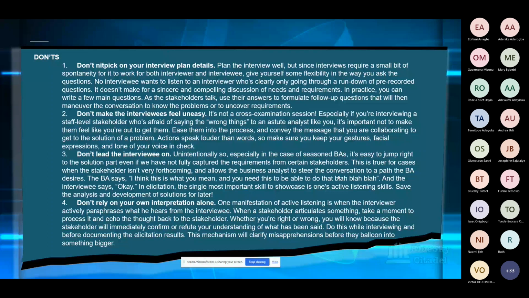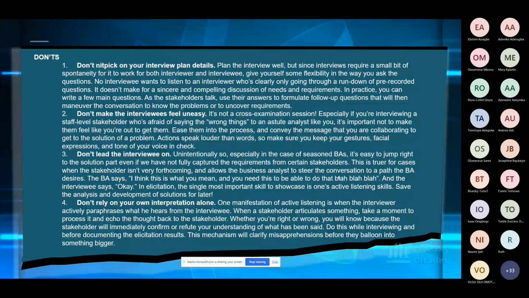But it's very important for us to listen actively and look out for body language when we are conducting interviews. So these are some very important traits. Try not to lead them on. Don't rely on your own interpretation alone.